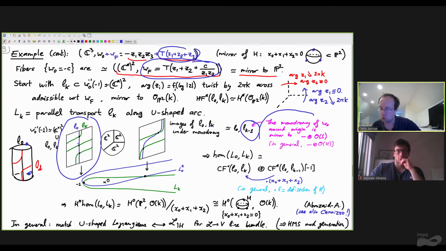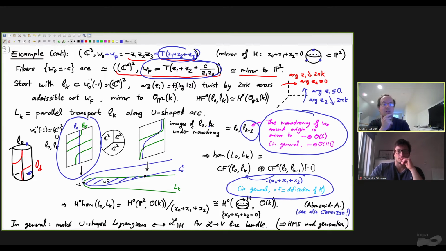So the story is the monodromy around the origin is, in this case, wrap once. It's a mirror to tensoring by O(1). In general, for a general hypersurface, it would correspond to twisting by the defining line bundle of that hypersurface. And now my Floer differential, counting holomorphic disks that connect those two fibers, is again going to be a connecting map that's multiplication by the defining equation of H.